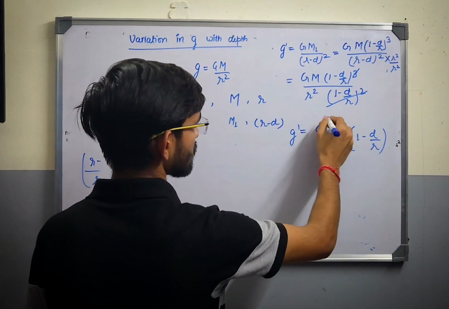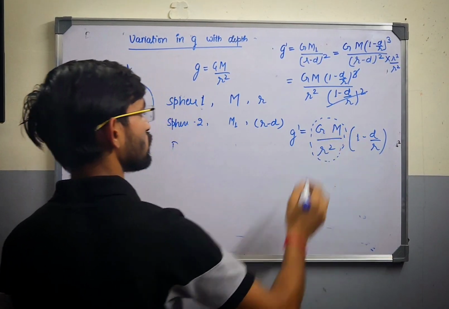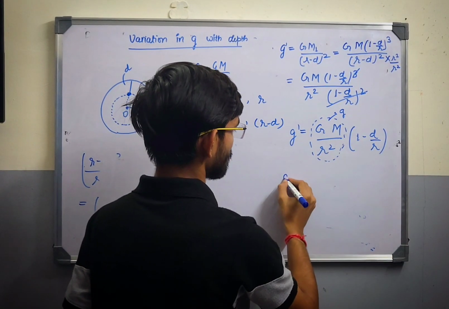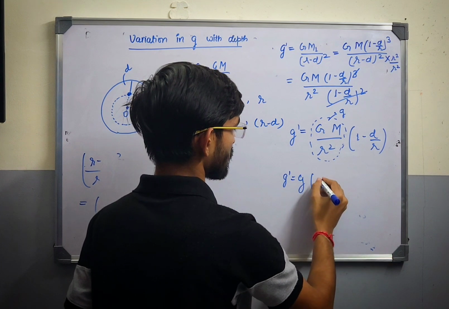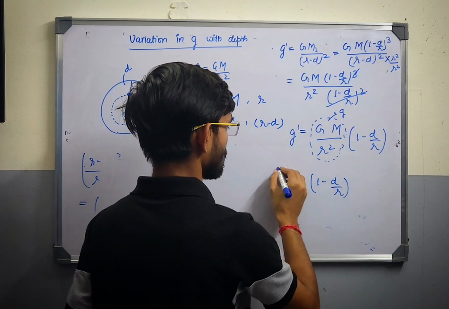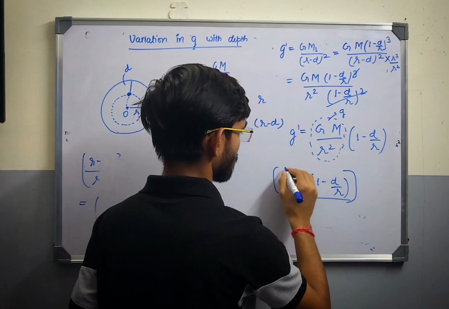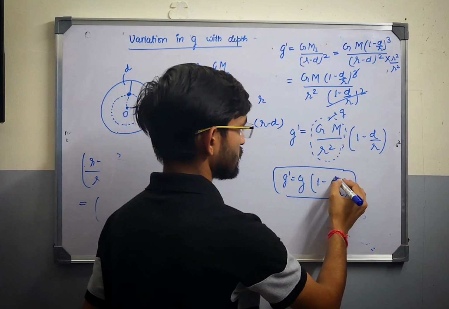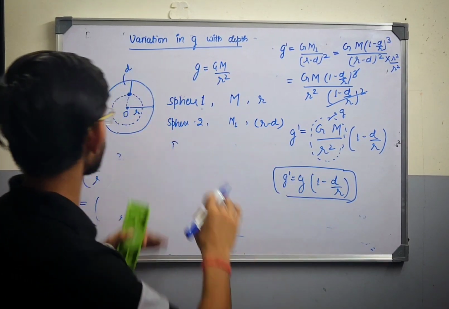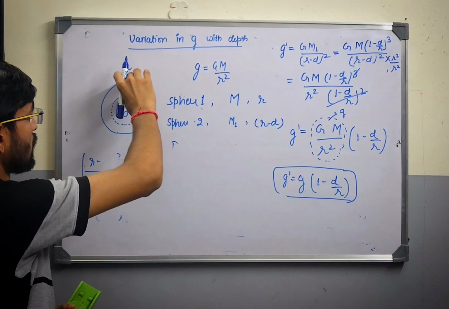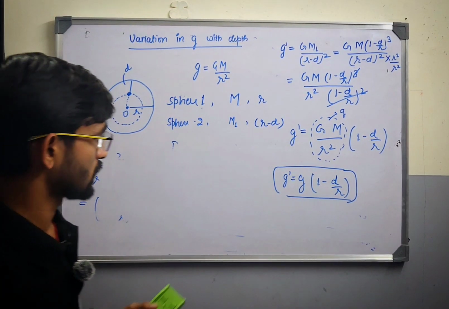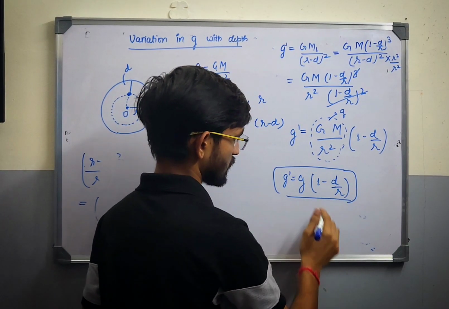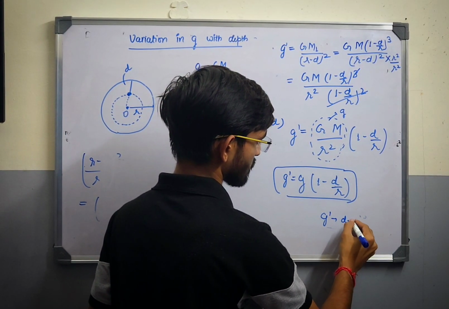And this is the value of acceleration due to gravity at the surface of the earth. So I can write this as g. So g prime equal to g (1 minus d upon r). As you increase d, meaning you are going more below the surface of earth, then this term d upon r will increase and this term (1 minus d upon r) will become less. That means g prime will decrease.